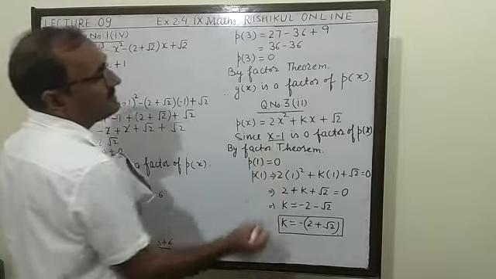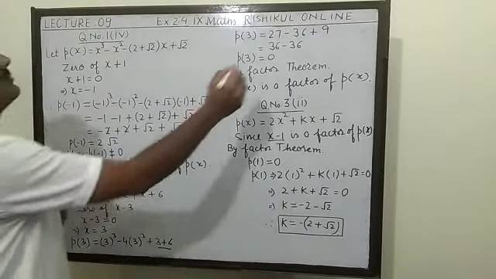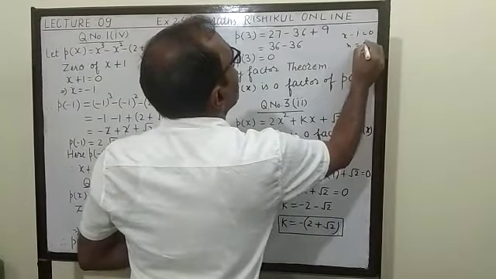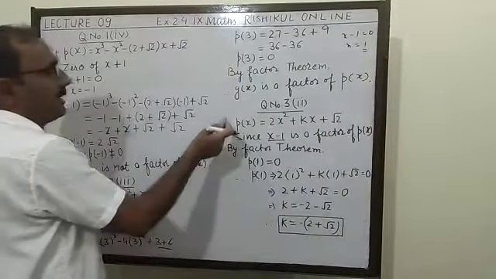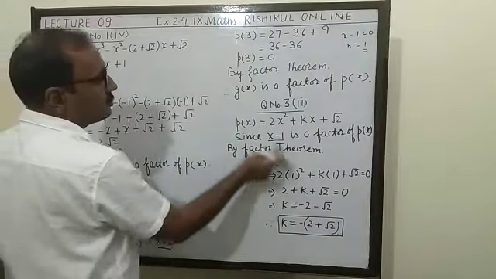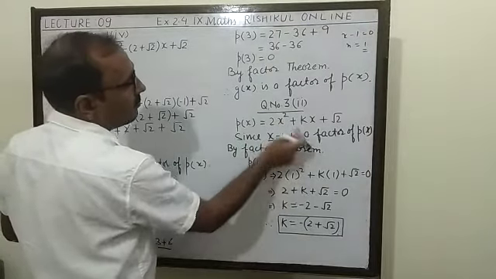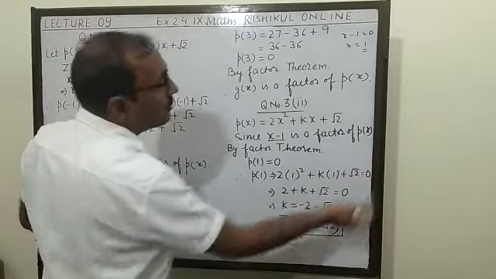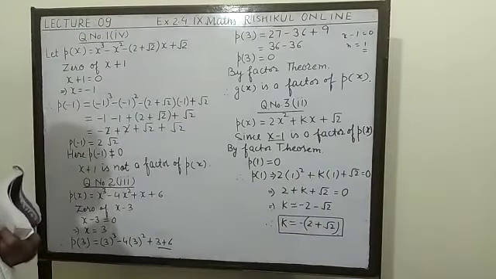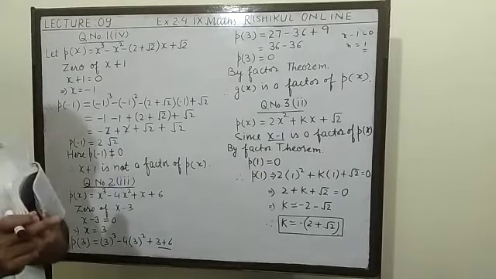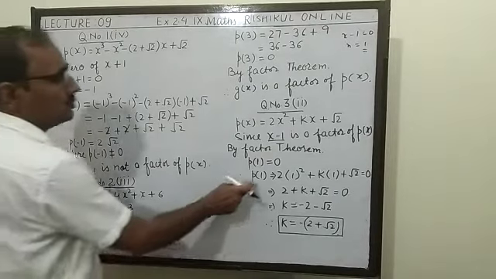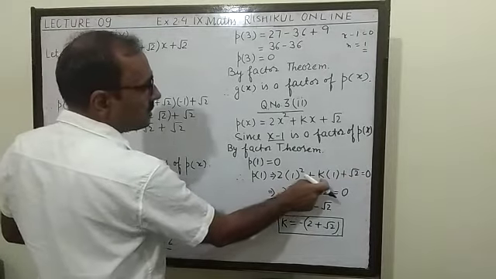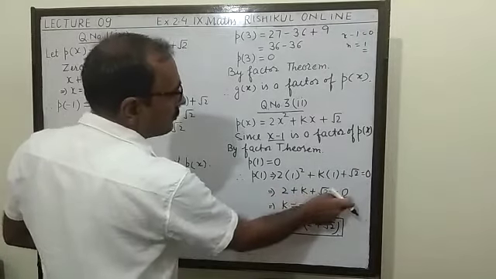Zero of this divisor x minus 1: what is the zero of x minus 1? x is equal to 1. So you put 1 in place of x: 2 into 1 square plus k into 1 plus root 2 equal to 0. Because if x minus 1 is a factor, then the remainder must be 0. 1 square is 1, into 2 is 2, k into 1 is k, plus root 2 equal to 0.